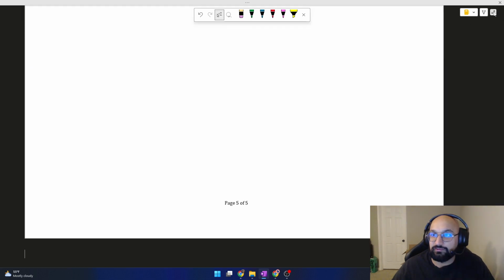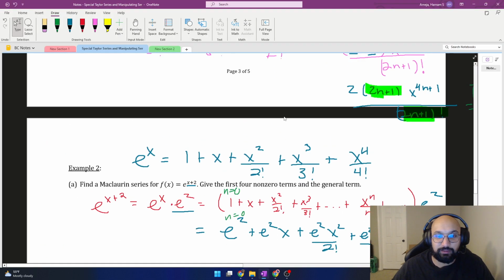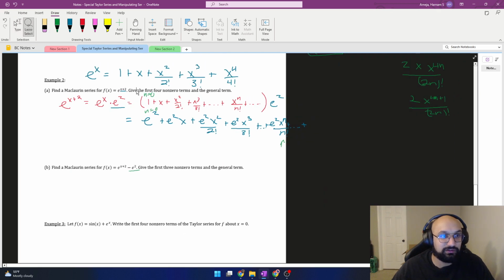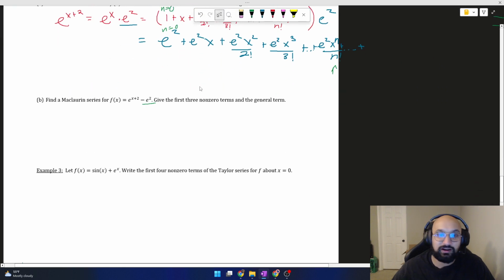That's weird. The lasso tool isn't working. I was just trying to copy paste. Give me a second. Okay, we'll just have to rewrite it.